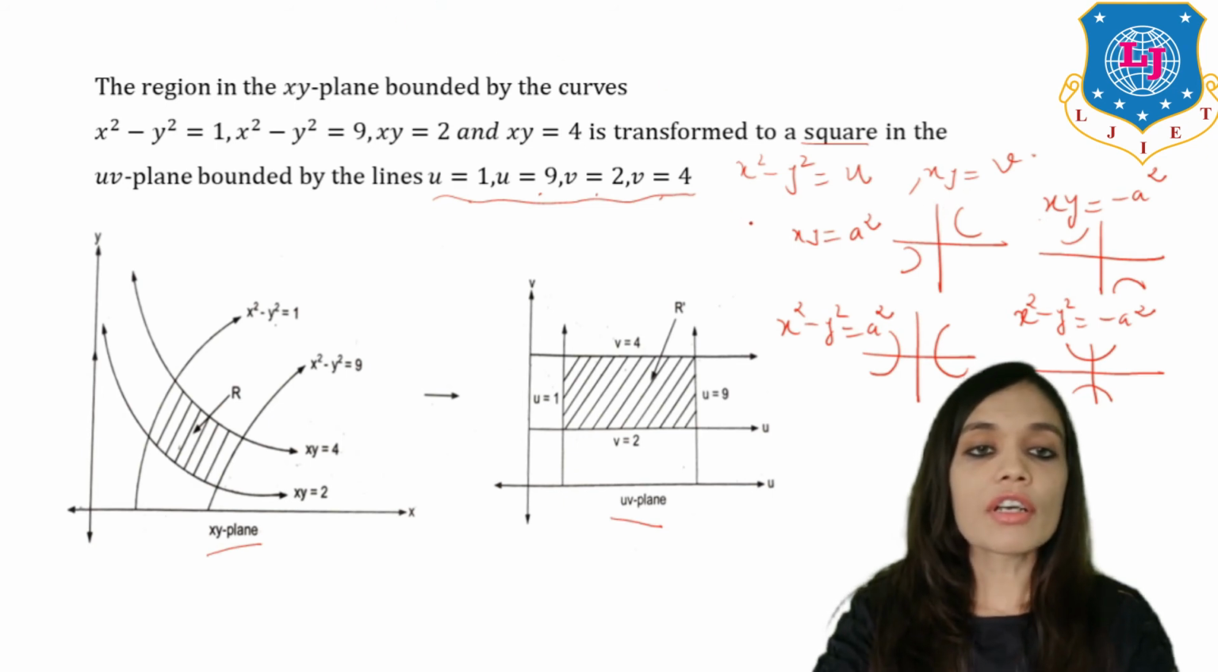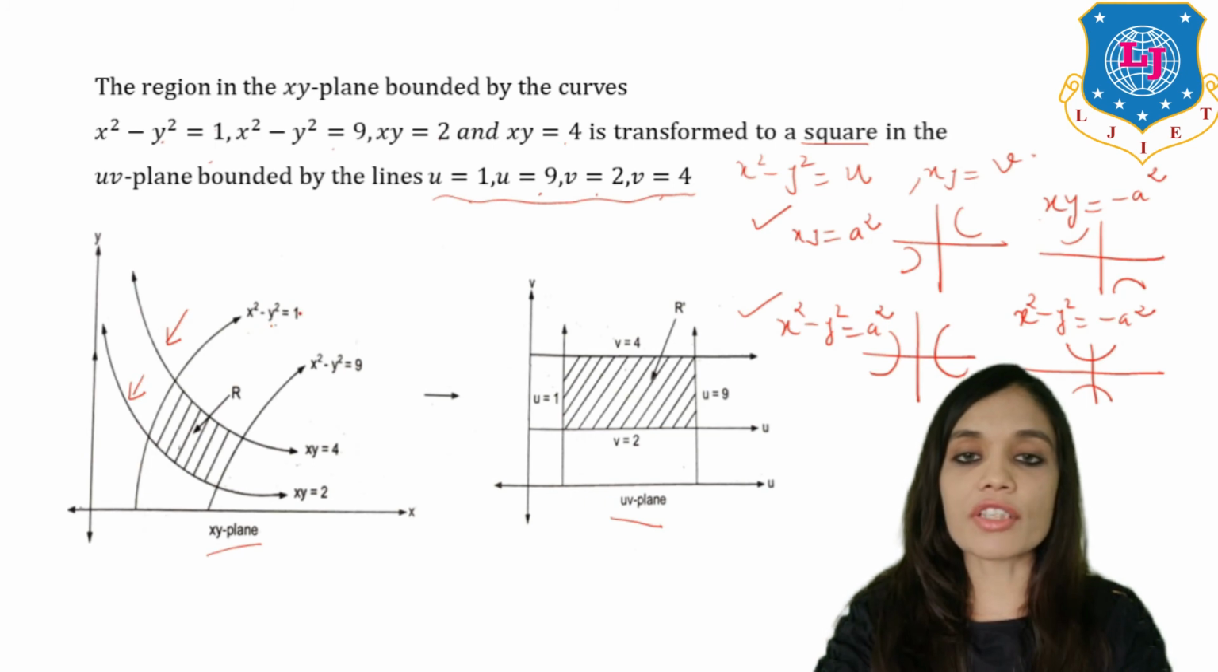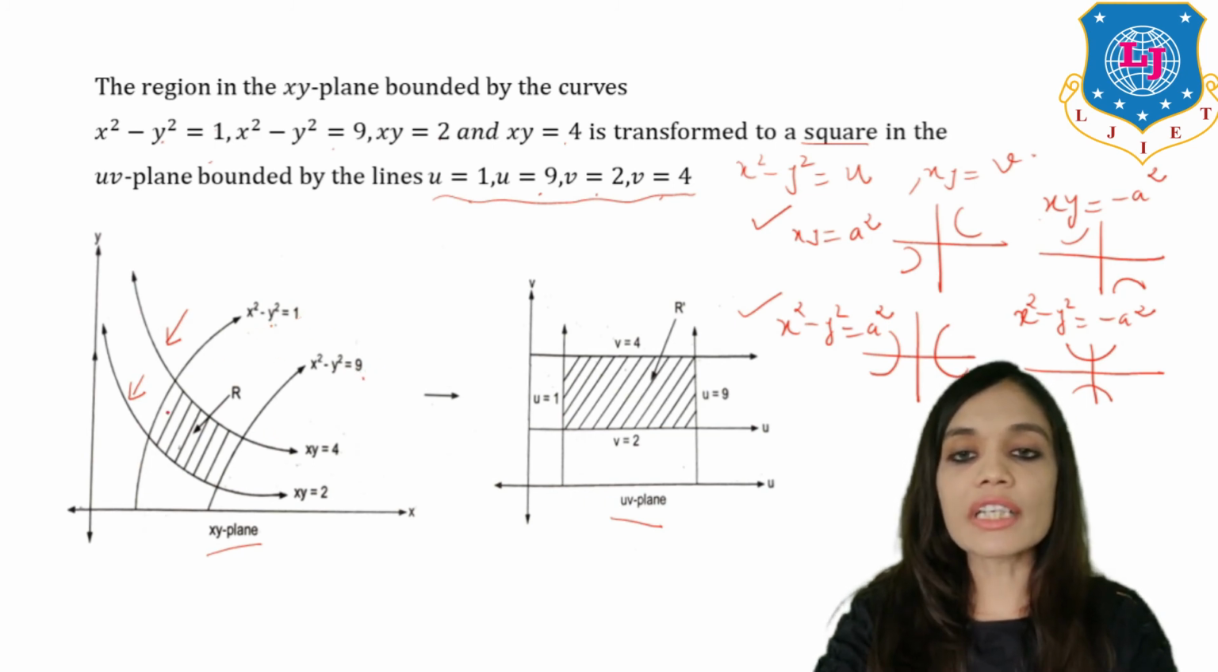Here you are given the first and the third type of hyperbola, that is we have to draw x square minus y square is equal to 9 and equal to 1, right? And we have to draw the hyperbolas xy is equal to 2 and xy is equal to 4. So xy is equal to 2 is drawn here. Similarly, we have drawn xy is equal to 4 and drawn x square minus y square is equal to 1 and 9 over the x-axis. So the total intersection will be this, and this is our region R.